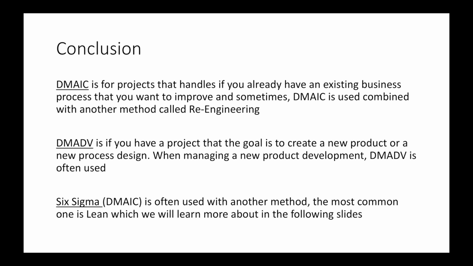DMADV is used if you have a project where the goal is to create a new product or a new process design. When managing a new product development, DMADV is often used. Six Sigma, DMAIC, is often used with another method. The most common one is Lean, which we will learn more about in the following slides.